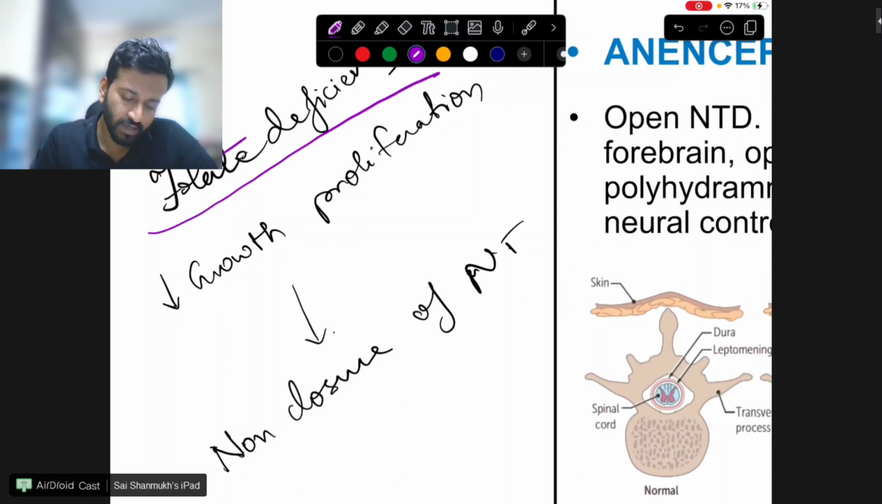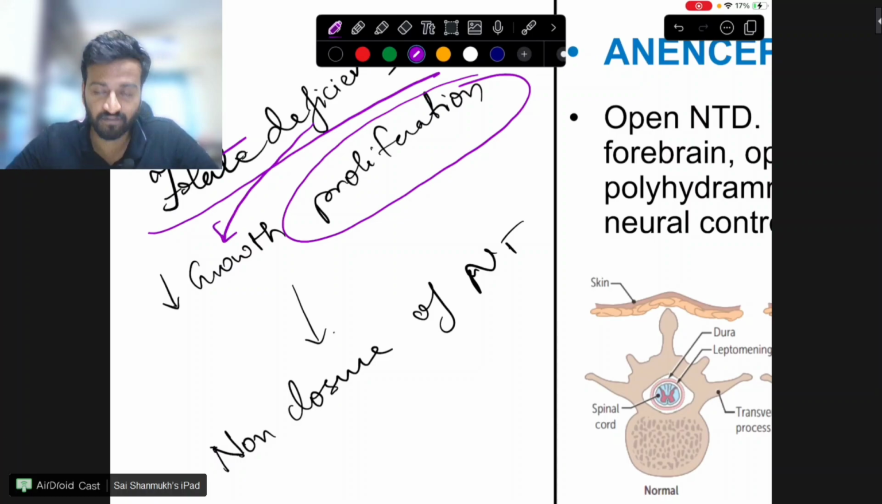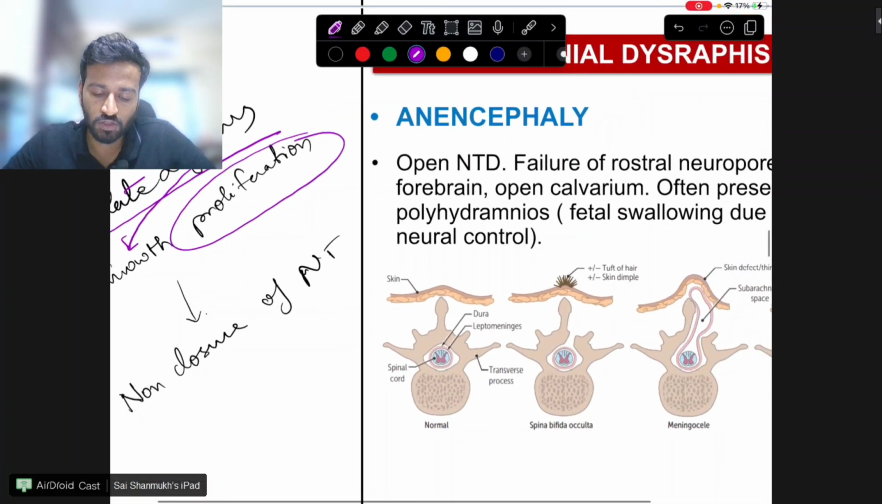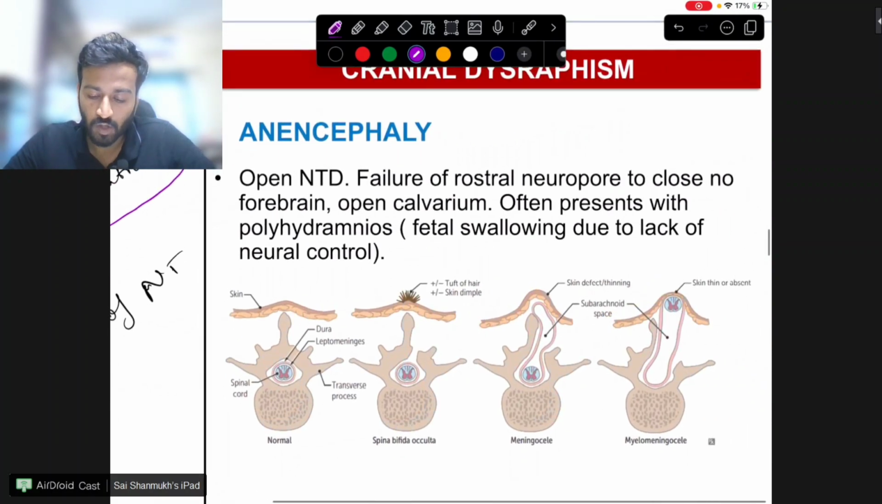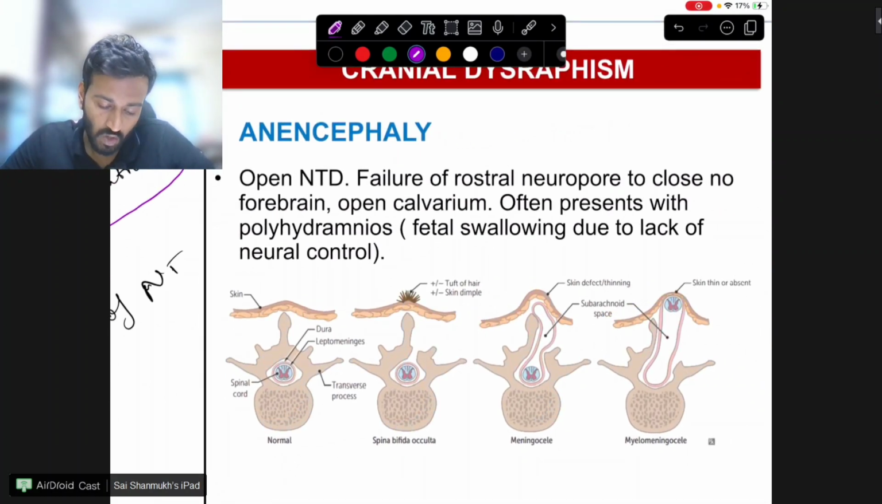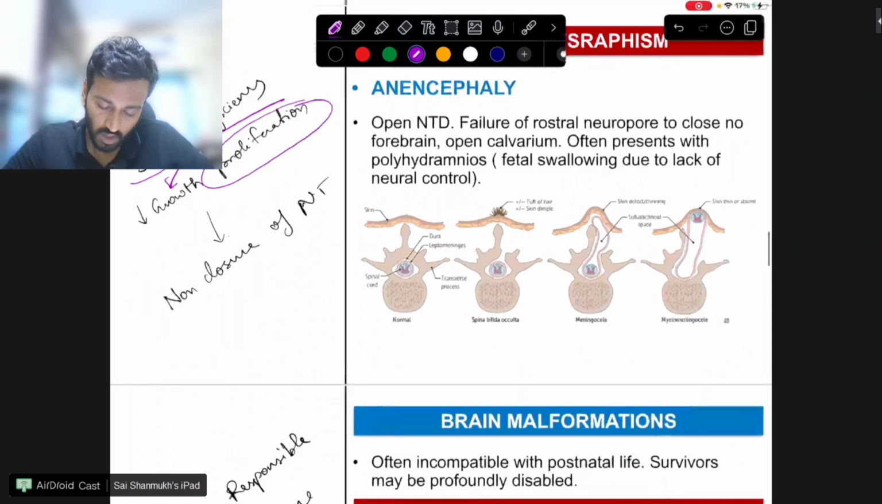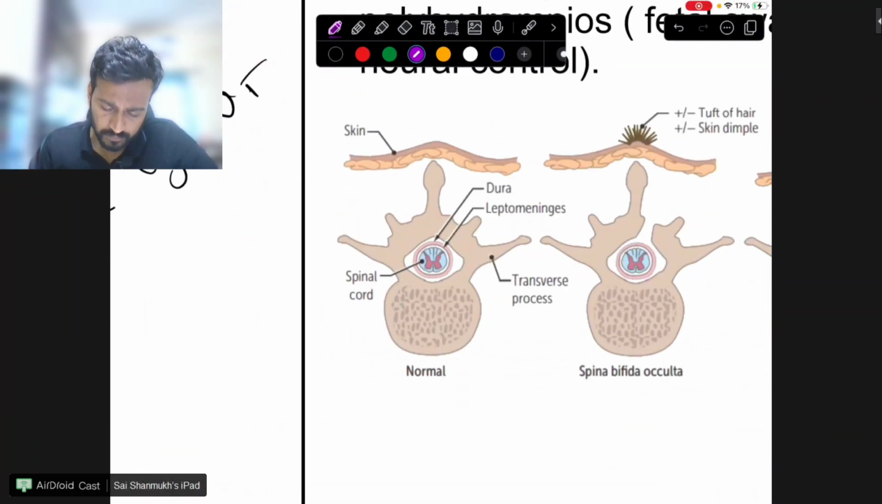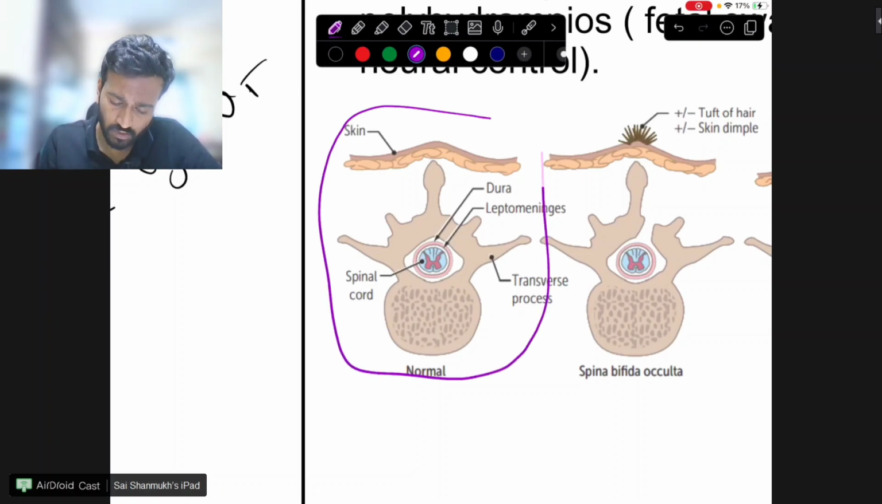Why folate is important means it helps in proliferation. When there is deficiency, there is decreased growth, differentiation and proliferation, because it helps in cell cycle and cell division. So there is no closure of neural tube and also there is no development of brain. So this leads to anencephaly. And we can see here multiple defects. The normal layers: the skin, dura, meninges, the bone, the vertebral column and all.